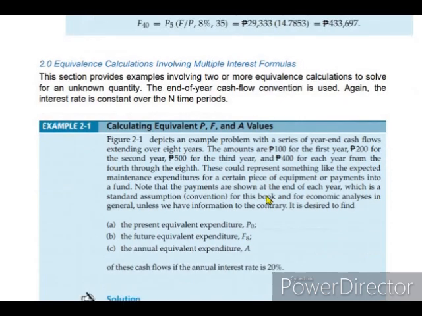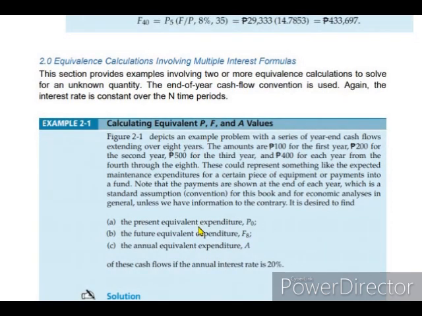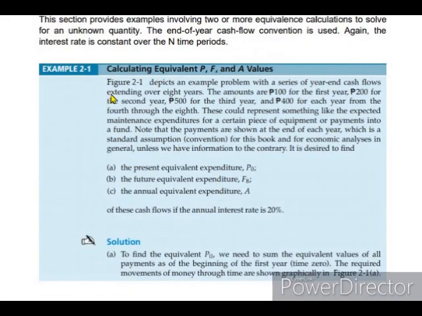Tayo dito sa equivalence calculations involving multiple interest formula. So, kung magkakaroon tayo ng multiple interest, paano naman? So, this section provides examples involving 2 or more equivalence calculations to solve for an unknown quantity. So, the end of year cash flow convention is used. So, gumamit tayo nitong end of year. Again, the interest rate is constant over the end period's time. Okay? So, example under sa kanya ay itong calculating equivalent P, F, and A values.